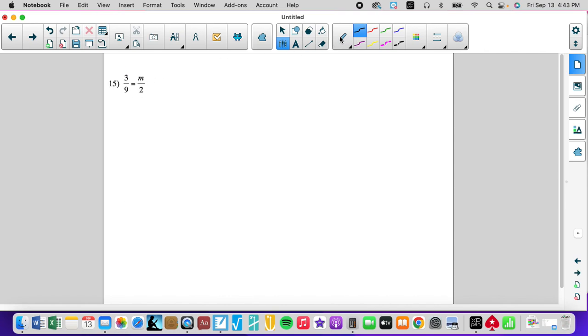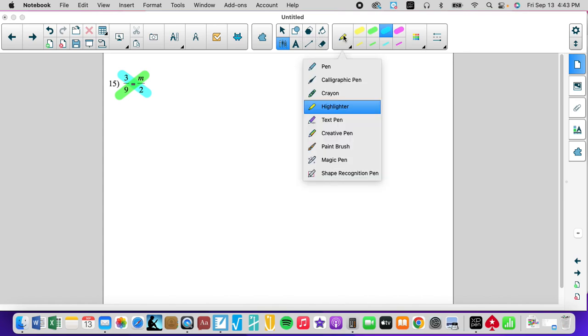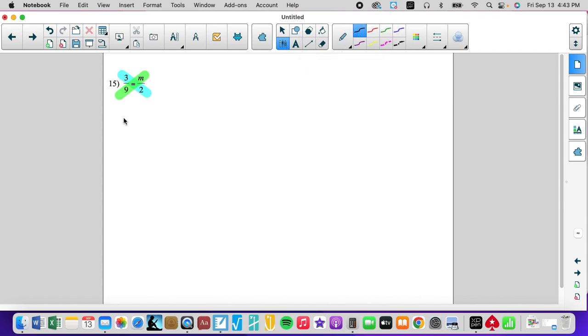Let's cross product again. Yes, I know you could have solved it by multiplying by 2, but we're going to cross product because we're going to show that we can still do it. Let's embrace it. We have 9 times m equals 3 times 2. 9m equals 3 times 2.